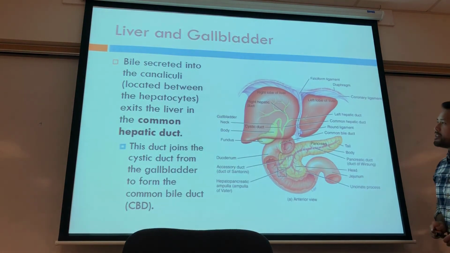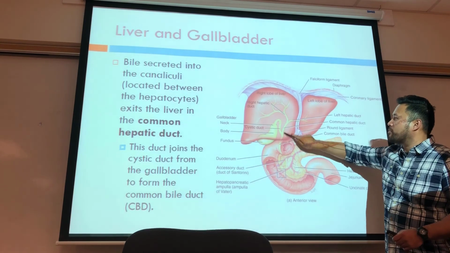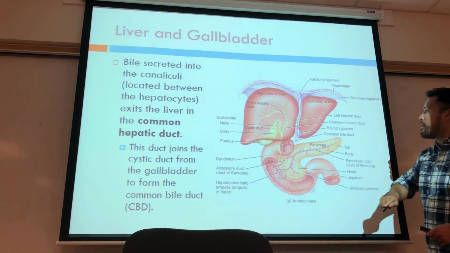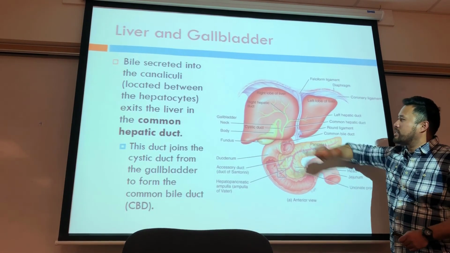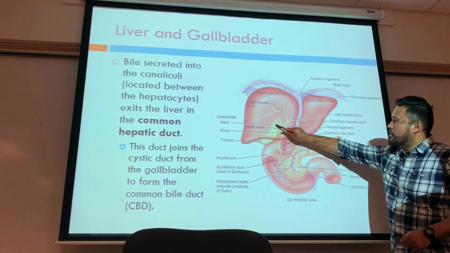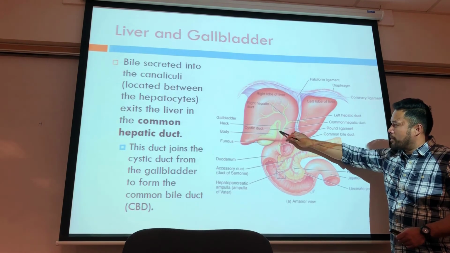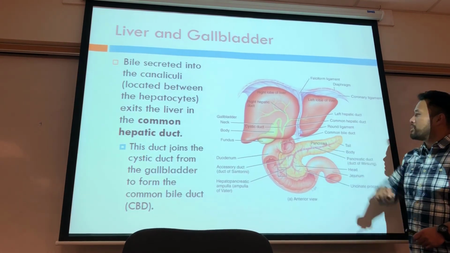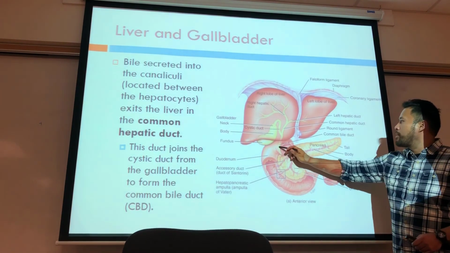The common hepatic duct then joins that of the cystic duct from the gallbladder, which is off to the bottom of the liver, right behind the liver. So the cystic duct and the common hepatic duct come together as what's called the common bile duct.